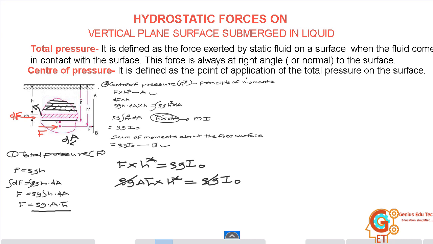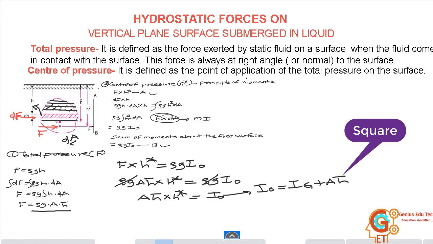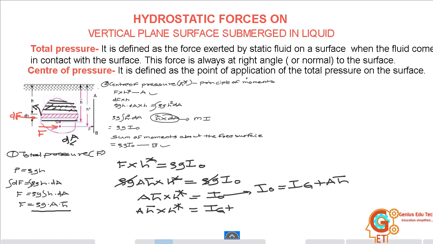So we get A H bar into H star is equal to I0. But from the parallel axis theorem, we get I0 is equal to Ig plus A H bar square, where Ig is the moment of inertia of the area about an axis passing through the CG of the area and parallel to the free surface of the liquid. So we will write A H bar into H star is equal to Ig plus A H bar square.